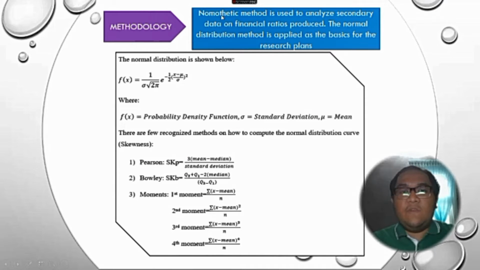So in this case, the nomothetic method is used to analyze secondary data on financial ratios produced. The normal distribution method is applied as a basis for the research plans. Here are the formula of the normal distribution and the normal distribution curve skewness.